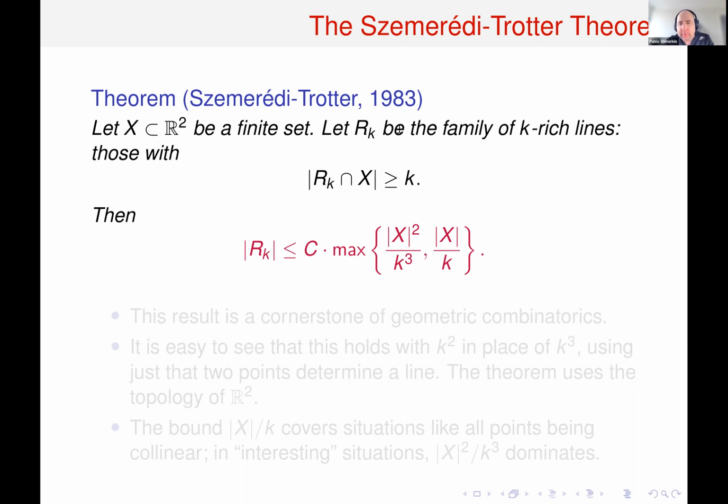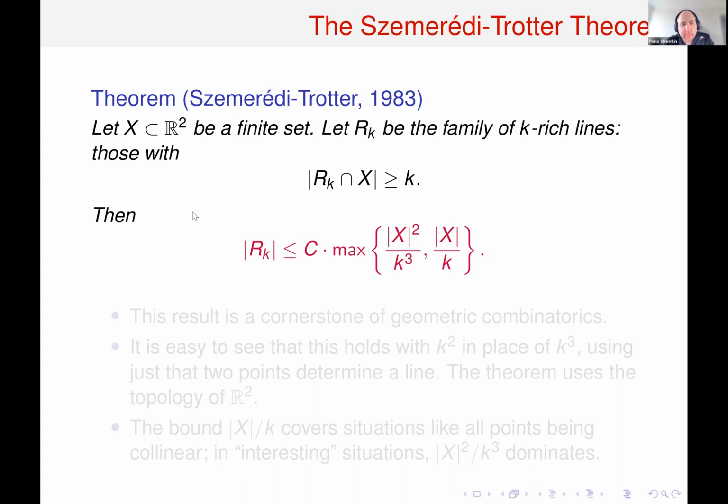So if you have a set of points in the plane and a set of lines in the plane, a very natural question is, how many incidences are there between the points and the lines? And one way to measure this is by counting the number of rich lines. So we start with a set X, a finite set, and for a parameter K, we consider the family of K-rich lines, which are the lines that intersect the set X in at least K points. So a line is rich if it intersects the set in many points, where many is measured by this parameter K.